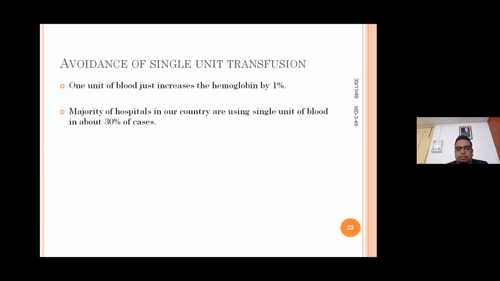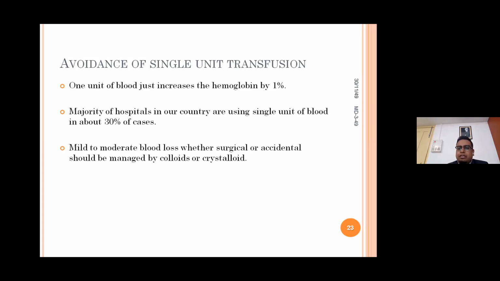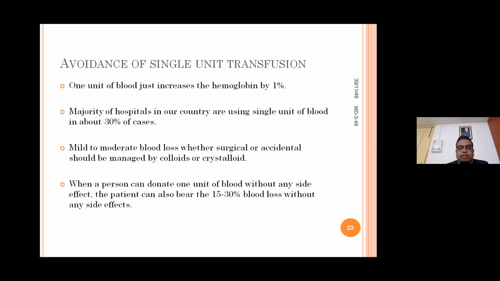Now, if the clinician feels that the patient requires only 1 unit of blood, then maybe that mild blood loss or mild anemia can be managed by colloids or crystalloids itself. Why go for transfusion? Let us think of it in a different way. When a person can donate 1 unit of blood without any side effect, then a patient can also bear that blood loss without any side effect.